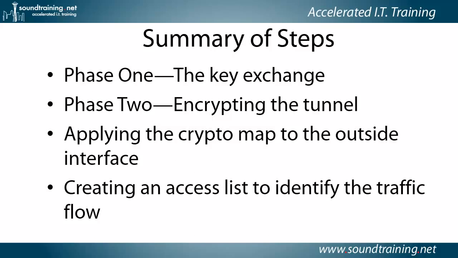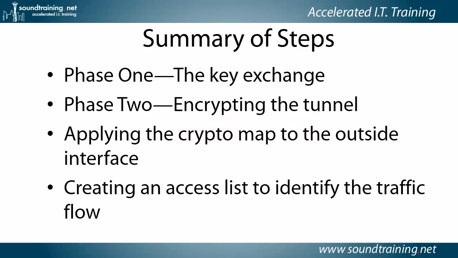Here's a summary of the steps. If you look at the configuration steps for setting up a VPN in a lot of the documentation out there, it looks pretty intimidating, and I understand that. But the reality is that there's 4 steps. Phase 1 is the key exchange. This is ISAKMP, Internet Security Association Key Management Protocol. This is the handshake where the two routers agree on how they're going to communicate.